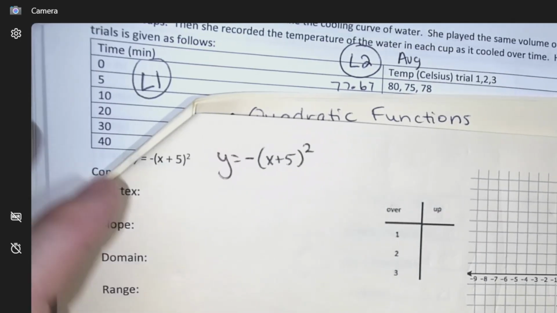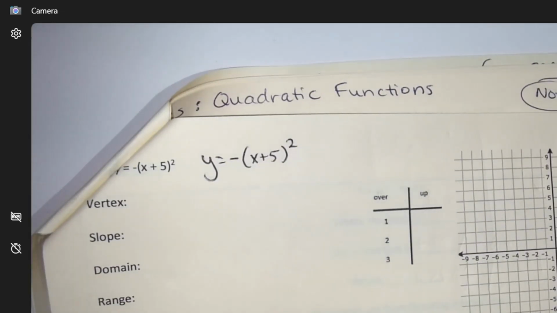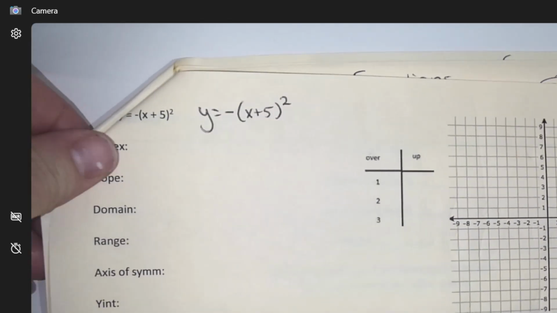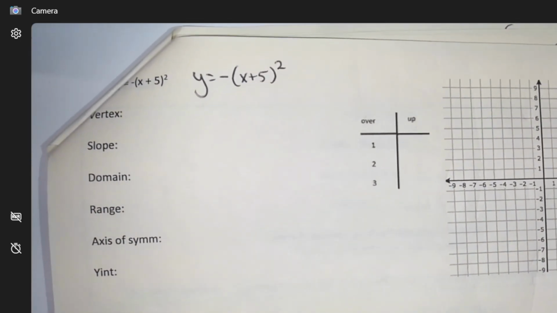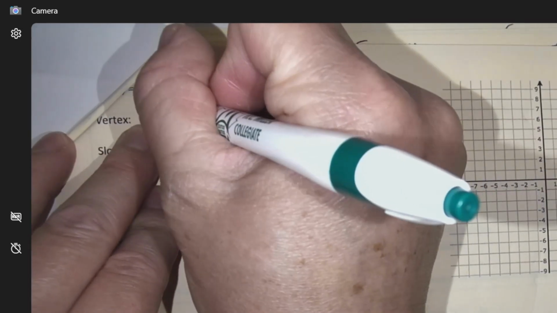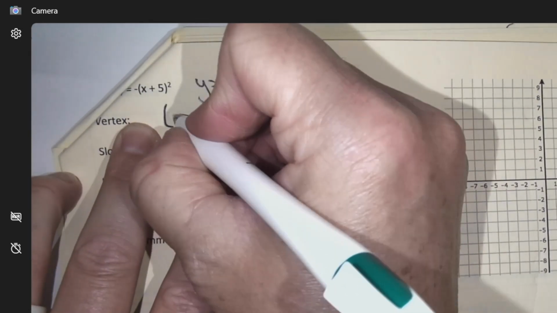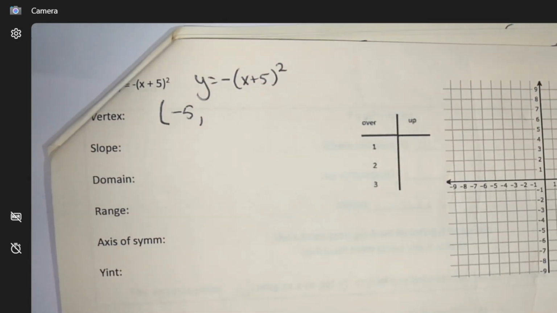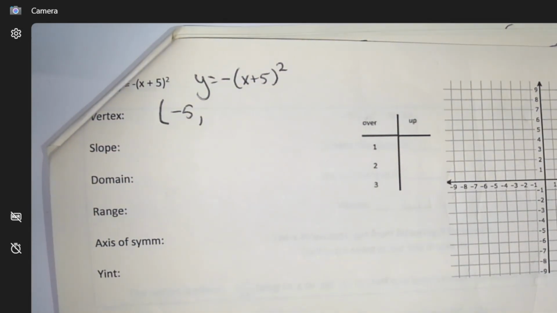Okay, next one. I just rewrote it because it's on my staple on my page. Okay, vertex. What's the number in the bracket? We got a 5. So what kind of 5 do we want? Do we want a positive or -5? -5. Okay, and where's the K number? Where's the number by itself?